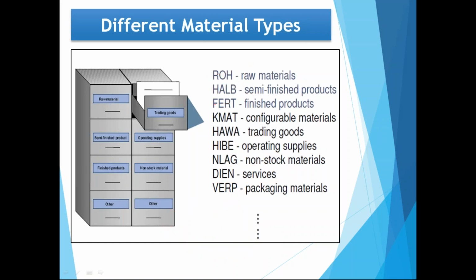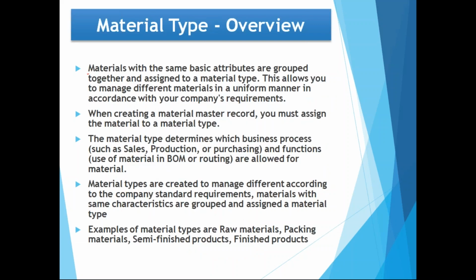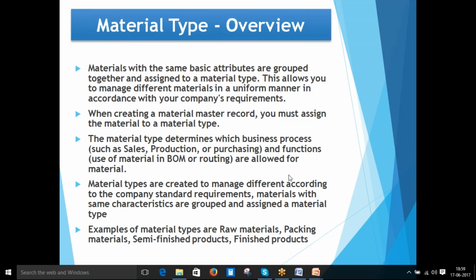Then that's okay. So material type, basically what happens is materials with the same attributes are grouped together and assigned to a material type. Materials with the same basic attributes, similar in nature, they will be grouped and assigned to a material type. So while creating a material master, material type is mandatory. Without material type, you cannot create the material master. Normally the material types are raw materials, packing materials, semi-finished products, and finished products. These are some of the material types which we'll be using in the PP module.